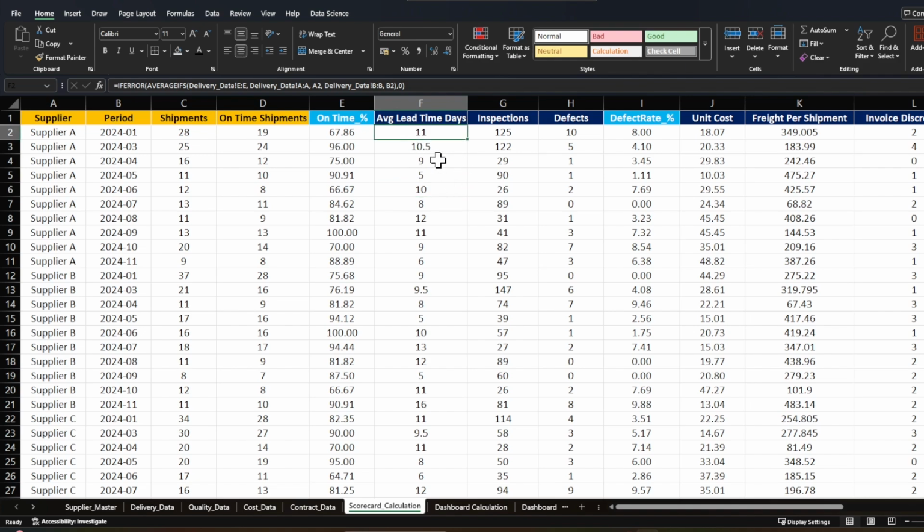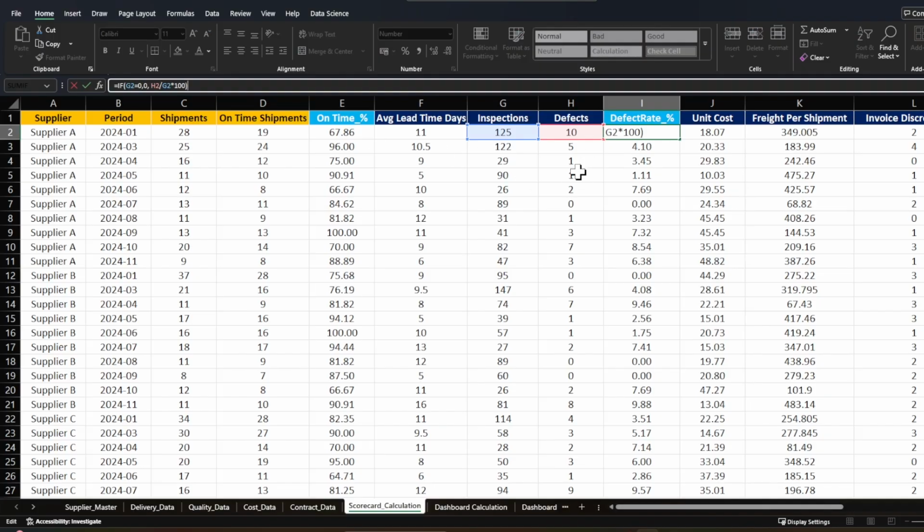Then you have this lead time days. Now you have this average lead time days, and what's your defect. Now you need to calculate your defect rate. So defect rate percentage is very easy to calculate. You just need to divide your defect by the number of inspections you have made.